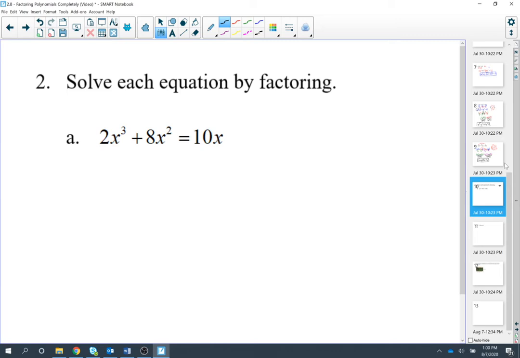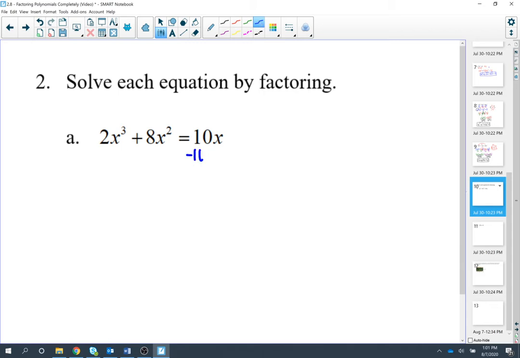Now that we are better with factoring and we can factor almost anything, number 2, solve each equation by factoring. If you're going to solve by factoring, really the only strategy I've given you right now is the zero product property. So I'm going to take a look at letter A, and if I want to get to my zero product property, I better have this thing equal to 0. So step 1, get it equal to 0.